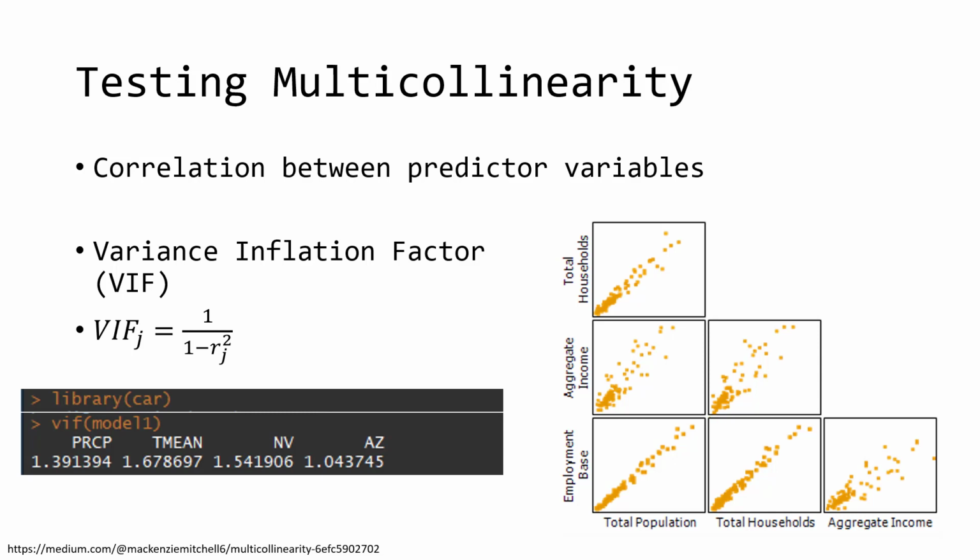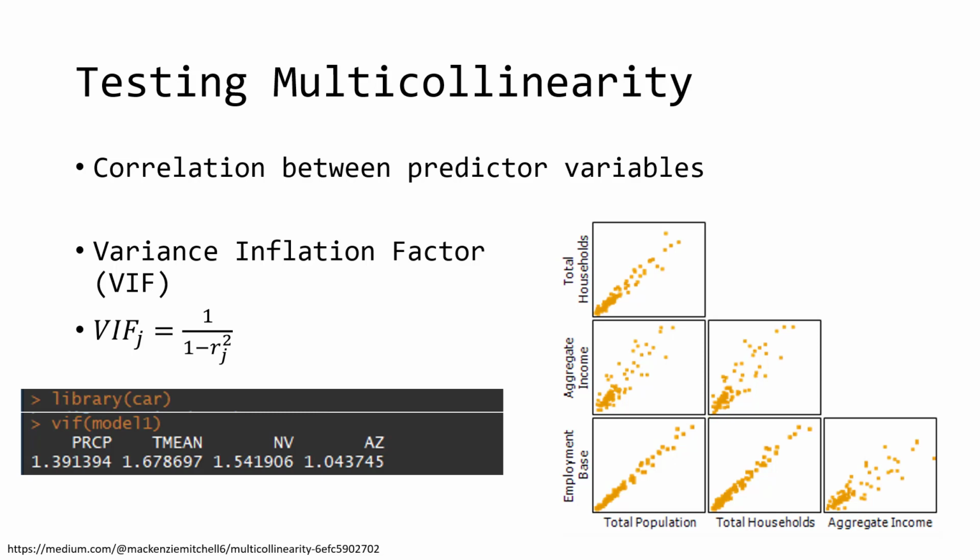The VIF for a predictor is computed using this formula, where the r squared j comes from computing the regression model between the predictor you are testing and the remaining k-1 predictors in the model, and extracting the model r squared value. If the model r squared is small, the VIF approaches 1. As the r squared gets larger, VIF approaches infinity.